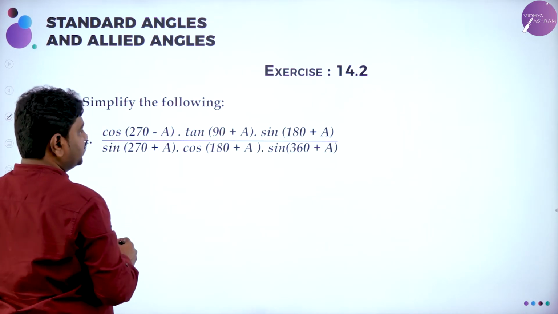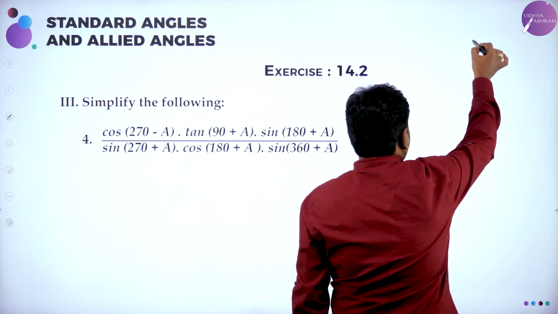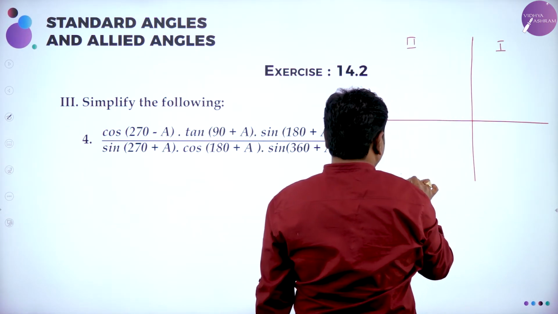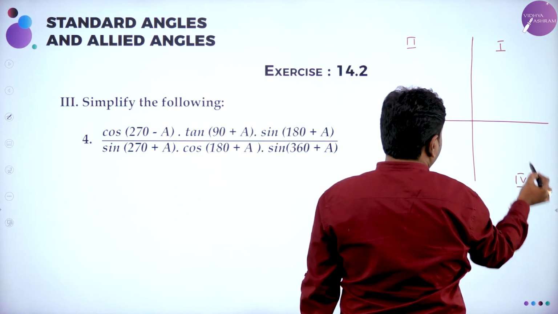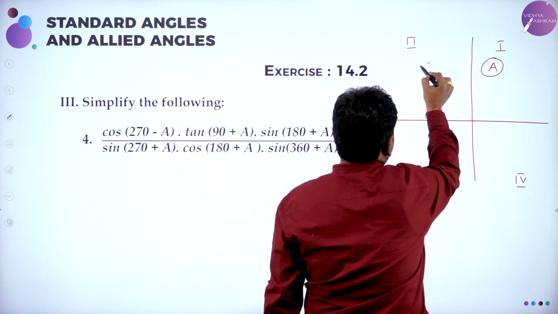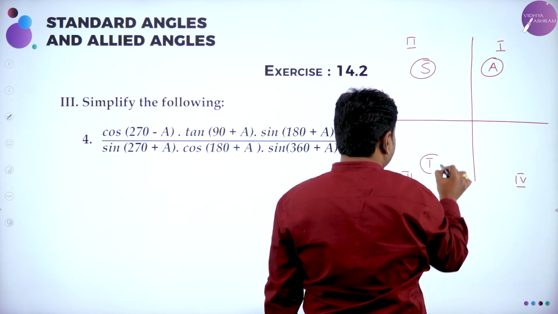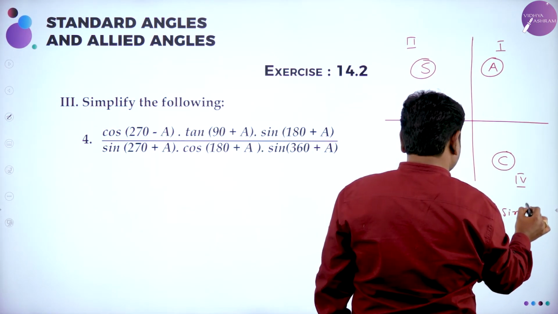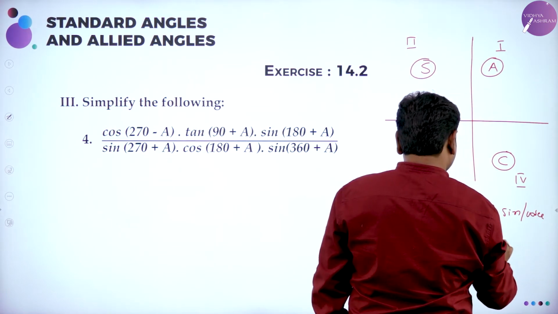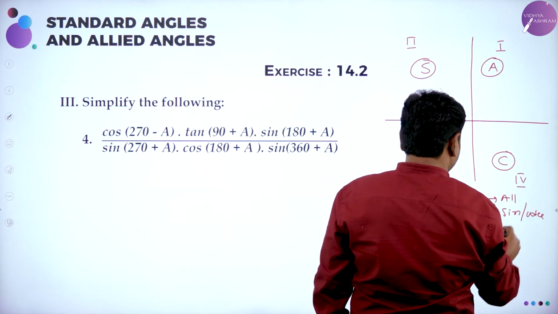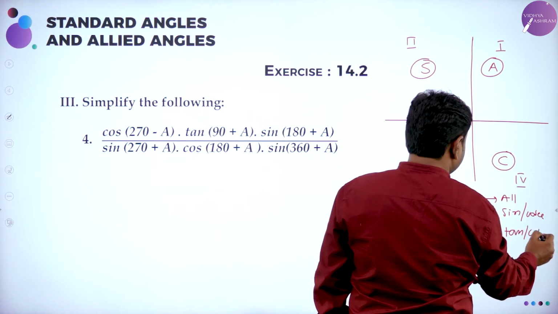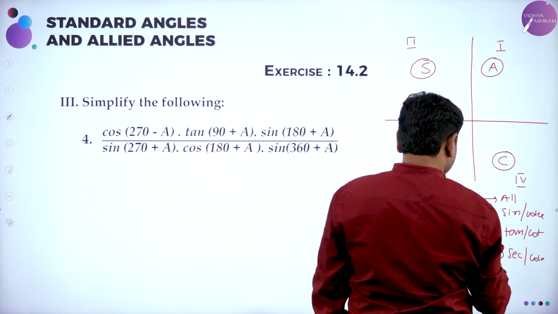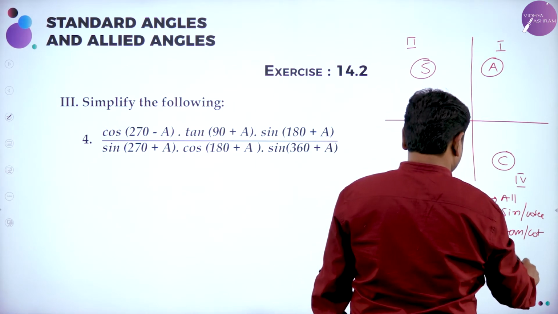For 270 the function changes. So first, to start with, I'll draw the quadrants, so you will not have any confusion. First, second, third, fourth. Count them anti-clockwise. Write the alphabets. A, all are positive. S, sine and cosecant are positive. In the third quadrant, T, tan and cot are positive. C, cos and secant are positive. ASTC: A means all, S means sine or cosecant, T means tan or cot, C means cos or secant.